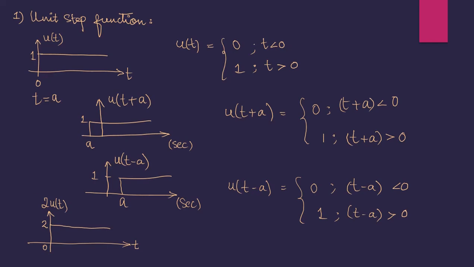Let us look into the second one, that is the delta function. The delta function is also called the Dirac delta function, or the unit impulse function, and this is given as delta of t. Generally, this delta function is obtained by taking the derivative of the unit step function. So we can write mathematically delta of t equal to the derivative of u of t. This is a very important essential thing that you need to remember, because it will be very useful when we solve the numericals.